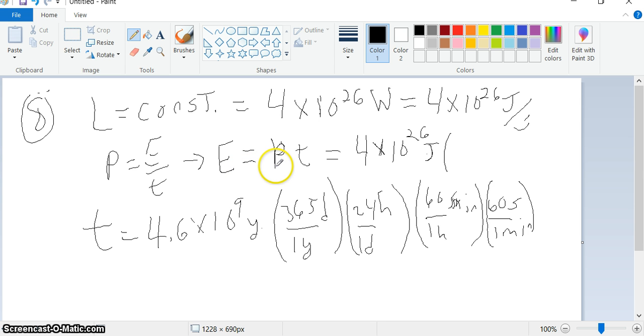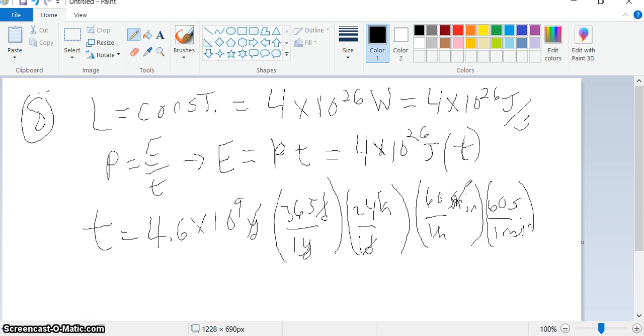So the energy is going to be the power, which of course is 4 times 10 to the 26 watts, times the time, which would be the number of seconds in a year. Now, this is t. So we have to figure out what the time is. So you take 4.6 billion years, you multiply it by 365 days. The years cancel, and then of course in one day there's 24 hours, the days cancel. In 1 hour, there's 60 minutes, the hours cancel. In 1 minute, there are 60 seconds.